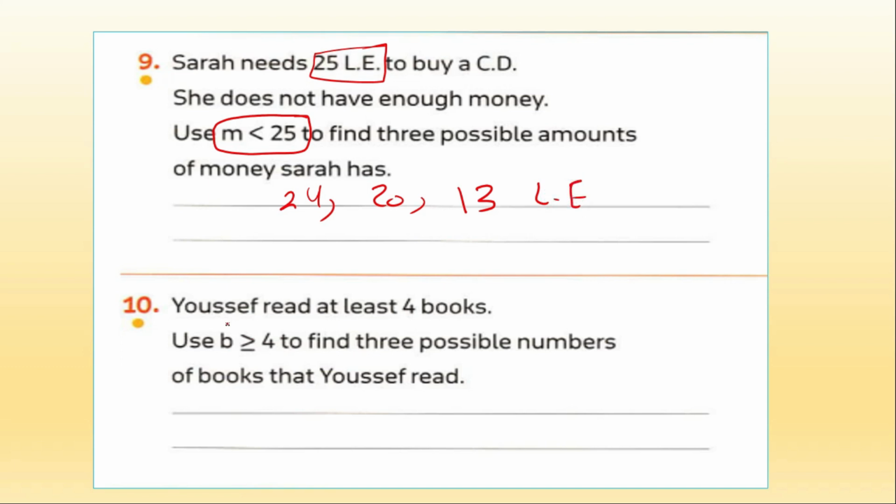Okay, Yusuf read at least 4 books. Use b greater than or equal to 4 to find 3 possible numbers of books that Yusuf read. Okay, he reads at least 4 books, meaning 4 or more. So you need to guess: b greater than or equal to 4. Try to find any numbers more than 4. You can say Yusuf read 4 books, 5 books, or 6 books, whatever. Any number more than 4, and 4 is of course with us.